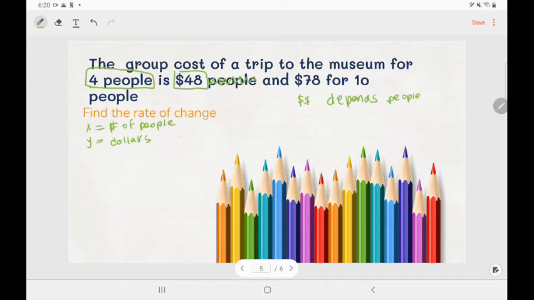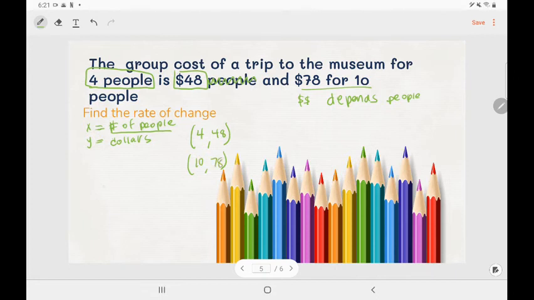Let's go ahead and write our ordered pairs. If x is represented by the number of people, then first spot is I'm going to put number of people, which is 4, and the corresponding number, which is 48. My second point, now a lot of people might just write 78, 10, because that's the order that it comes in the sentence. Be aware that I need to make sure that I put the number of people in the x spot. So 10 and then 78.